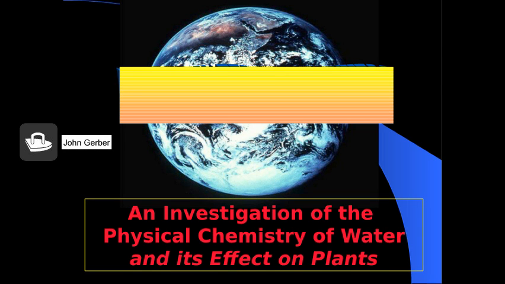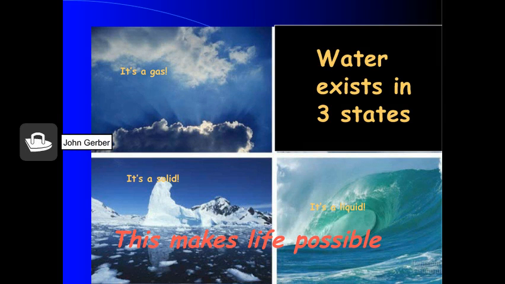This unit looks at the effect of water on plants. We'll start with some of the physical and chemical effects of water. The first thing is that water exists in three different forms on this planet as a gas, a solid, and a liquid. This is pretty unusual and rare on Earth and in the universe.